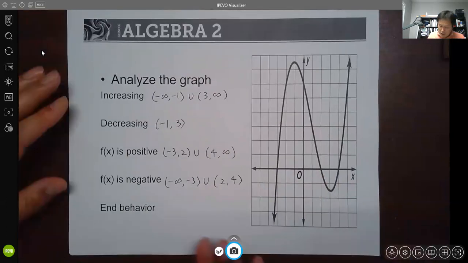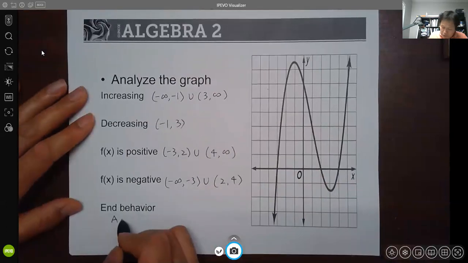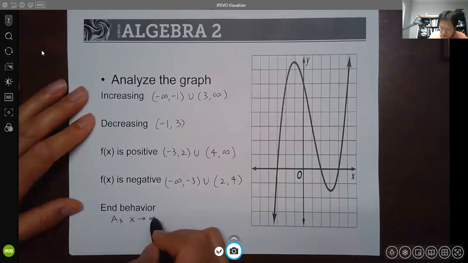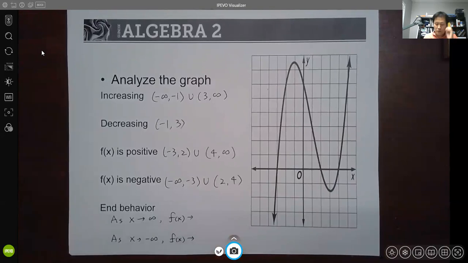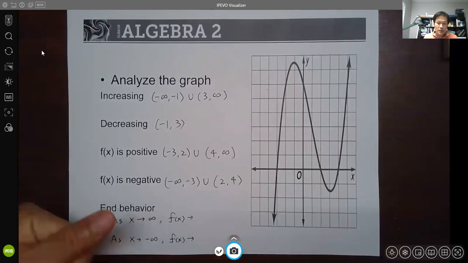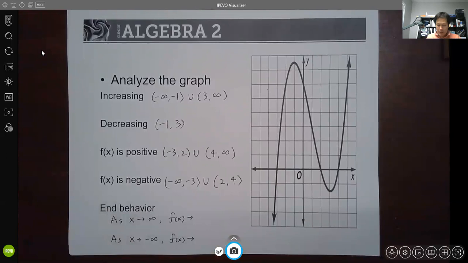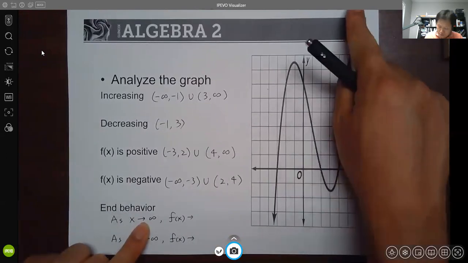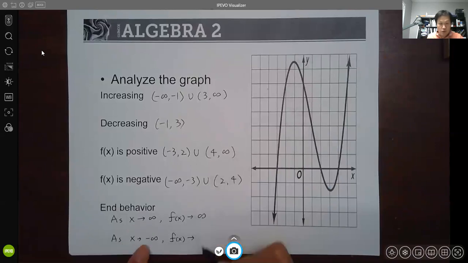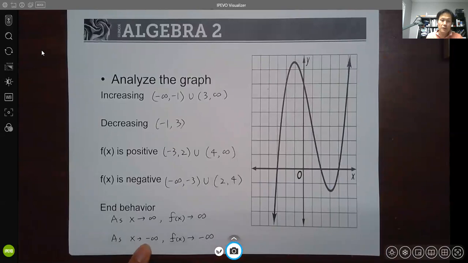Okay, and the behavior, you always write this as x approaches infinity, what happens to the y? As x approaches negative infinity, what happens to the y? Don't get confused. Even though I swapped this, it should be exactly the same. As you move to the right, what happened? Right, y value goes up, infinity. As you go to the left, what happened to the y? Goes down, which is minus infinity.